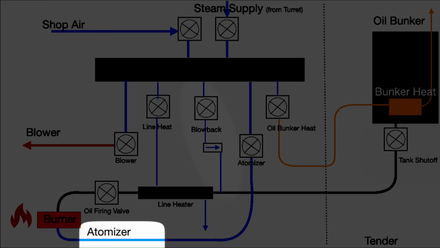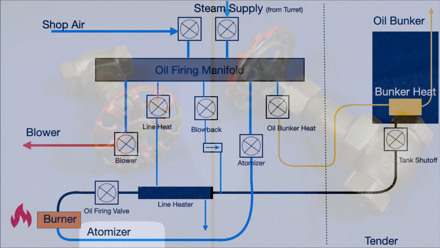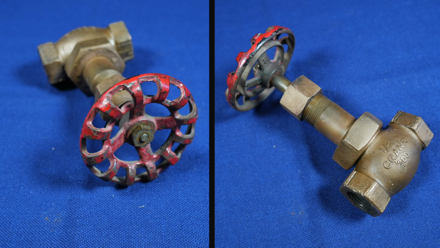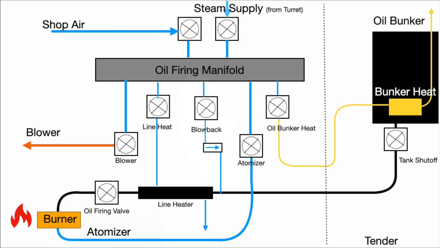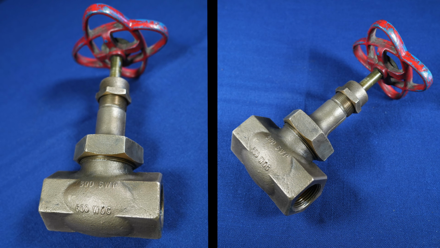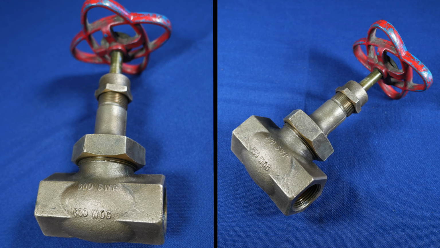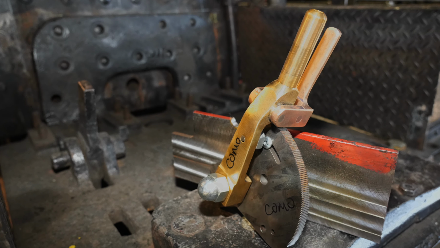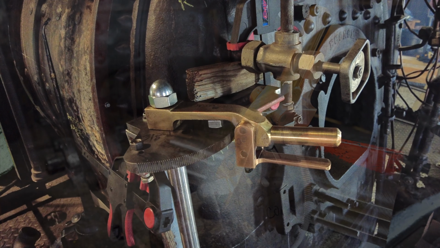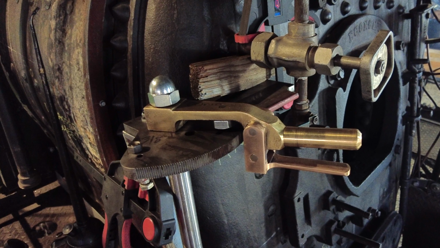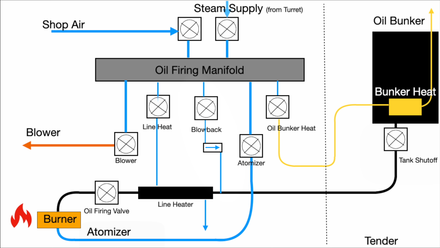The fourth system we'll discuss is the atomizer, which is the other component aside from oil that the burner uses to create the combustion inside the firebox. The atomizer is adjusted by the firemen approximately every time they move the oil firing valve so that there's the proper air and oil mixture inside the firebox to burn completely and keep the stack burning clean.